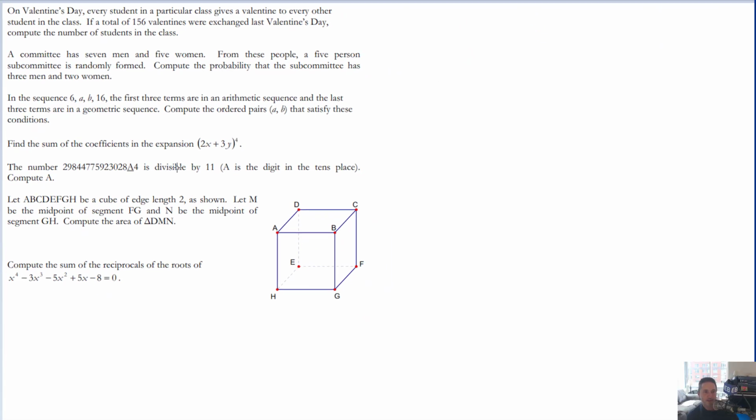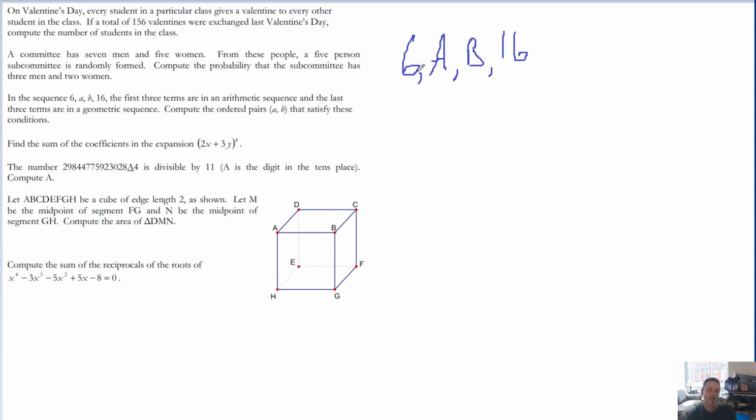All right, in the sequence 6, A, B, 16, the first 3 terms are in arithmetic sequence, and the last 3 terms are in geometric sequence. Okay, so let's write it out. Always write it out. Don't try to do this in your head. 6, comma, A, comma, B, comma, 16. They're telling us the first 3 terms, 6AB, and I use capital letters because lowercase a can look like a 9, and lowercase b can look like a 6. Don't be afraid to do this. All caps, you can be yelling.